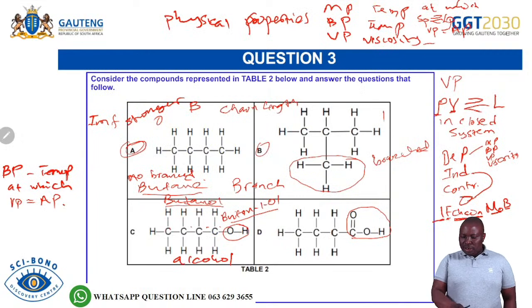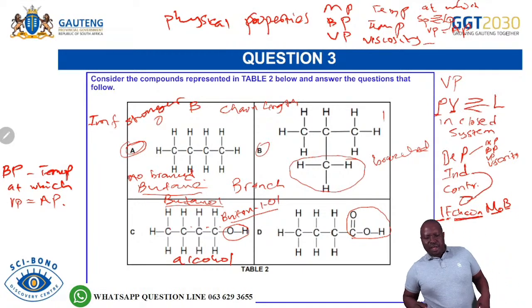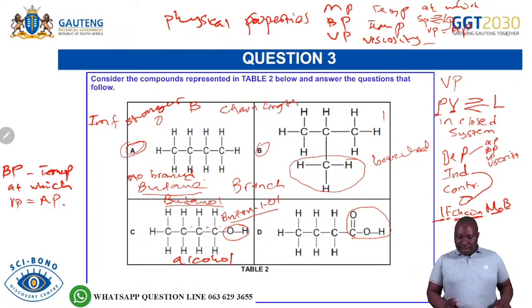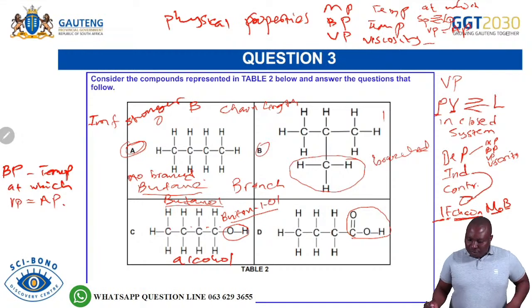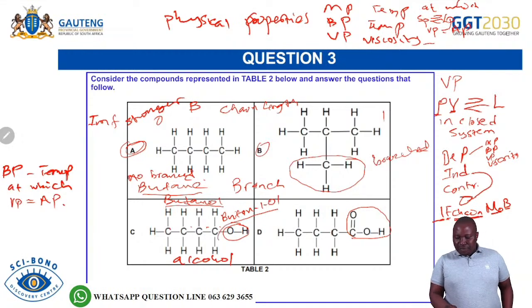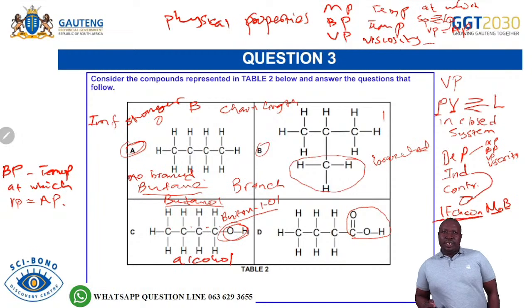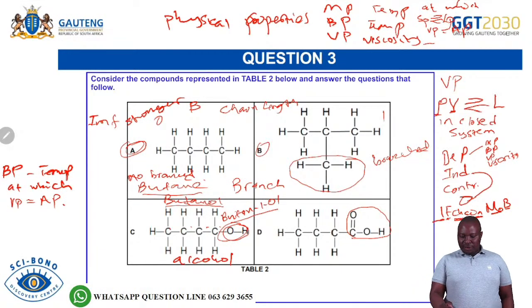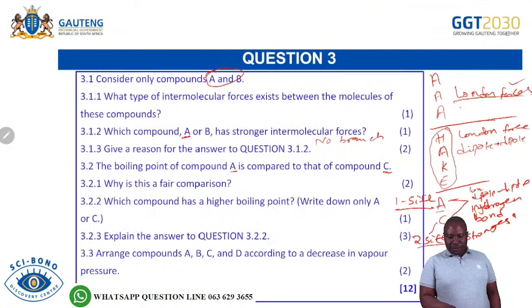Why? Because all the structures have 4 carbons. The two homologous series we have here, an alkane and an alcohol, all the organic molecules given here have 4 carbons. So we want to check the effect of the functional group on the intermolecular force. You are able to say this is a fair test because they all have 4 carbons in their longest carbon chain.